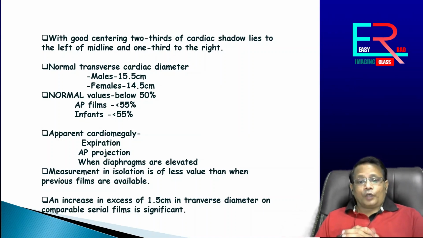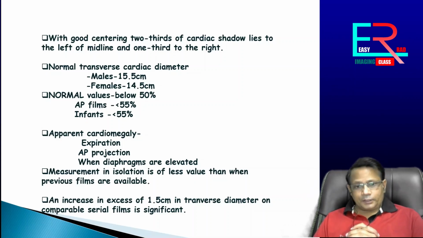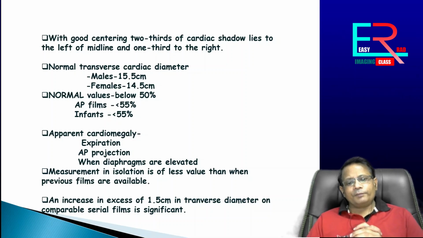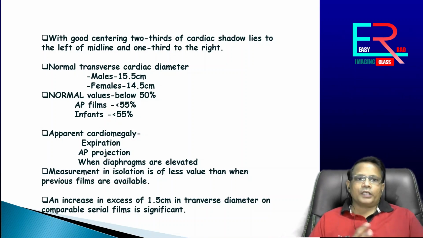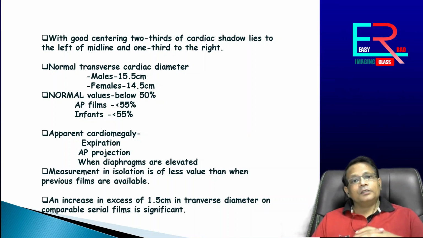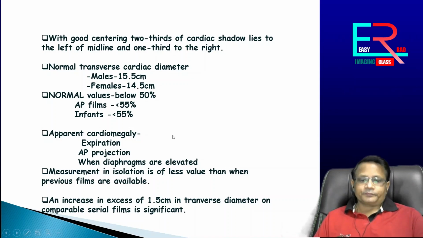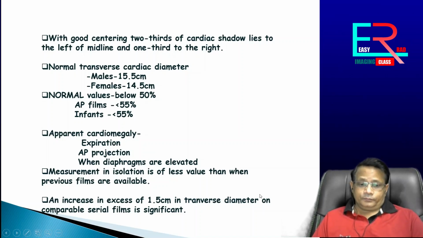Okay. So the normal value of this CT ratio should be below 50%, but you may find up to 55% in case of the AP film, where you will find the virtual cardiomegaly, and in case of infants, you may find the CT ratio up to 55%. So measurement in isolation is of less value than when previous films are available. Any increase in excess of 1.5 cm in the transverse diameter in the comparable serial film is significant, always significant.